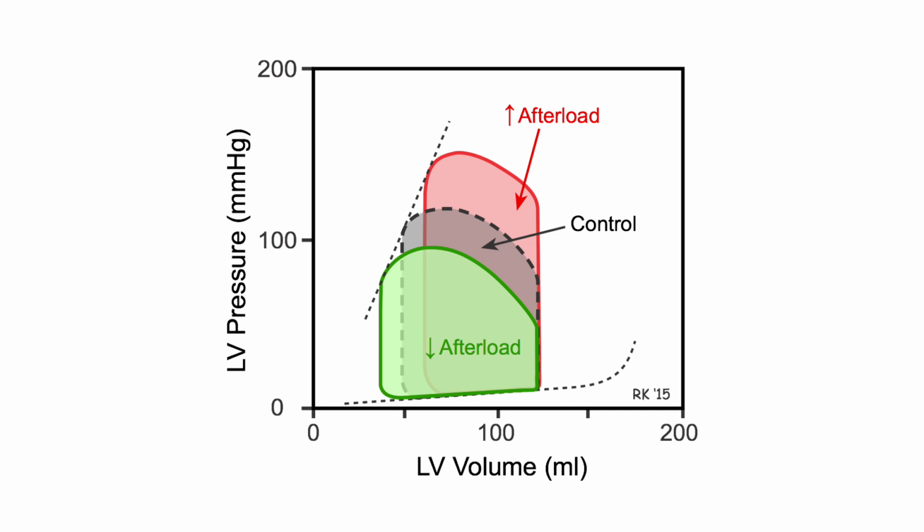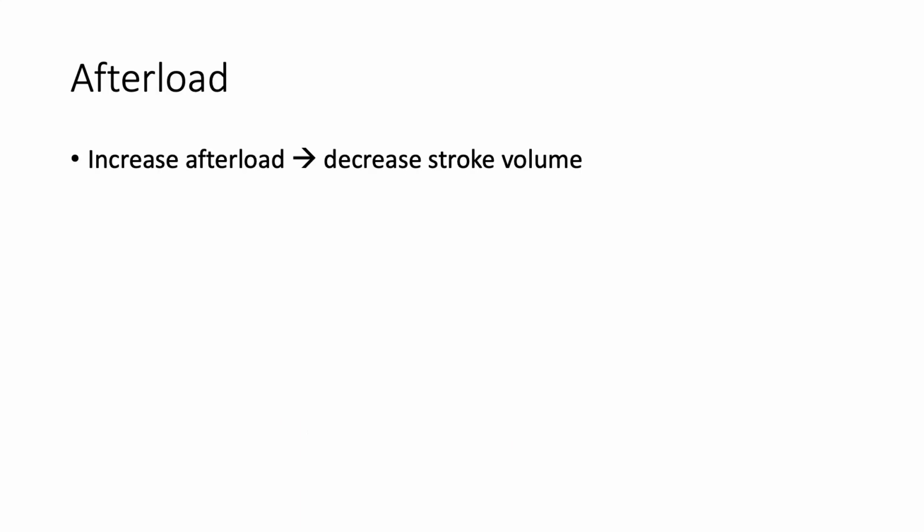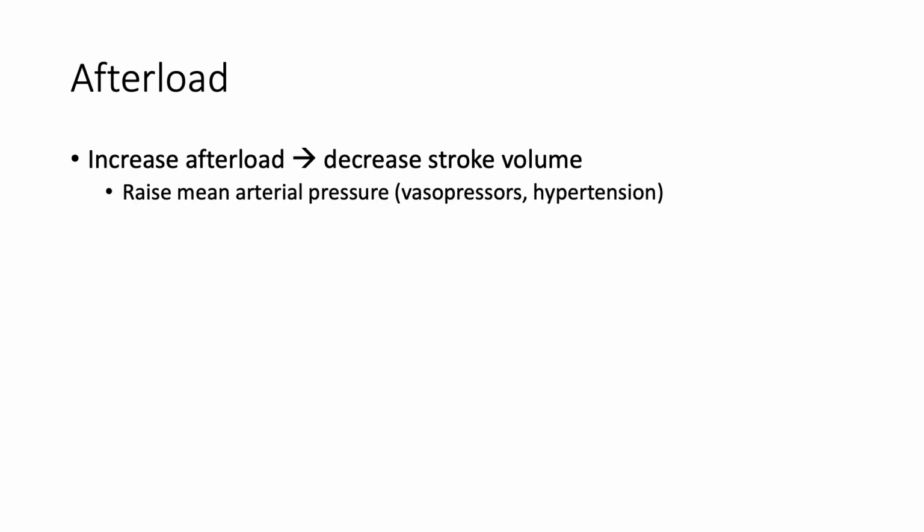Whereas if you decrease the pressure, the resistance needed for blood to leave the left ventricle, like you see here in the green loop, you're going to have a larger stroke volume because it's easier for blood to leave the left ventricle. So what affects afterload? If you increase afterload, you're going to decrease your stroke volume. Anything that raises arterial pressure, so you give medications like vasopressors that bring up blood pressure, that is going to decrease your stroke volume.